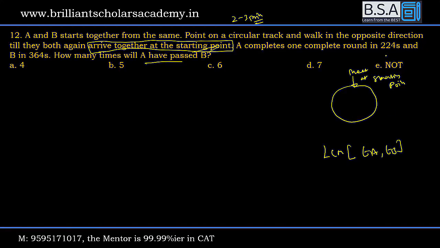You try to relate what is given and what is asked. A's time taken is 224 seconds. B's time taken is 364 seconds. Now please observe. To take the LCM, I will first create a ratio. Cancel whatever you can cancel. It appears to me this is a multiple of 4 maybe.